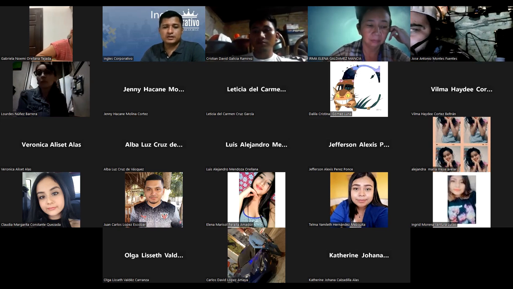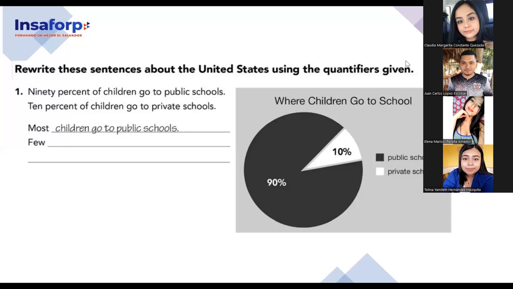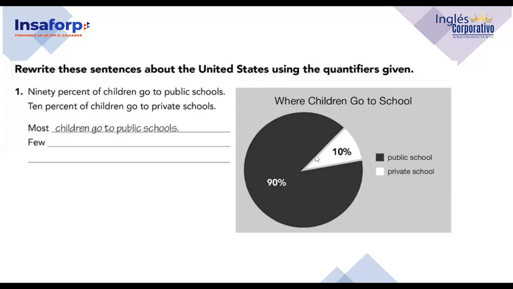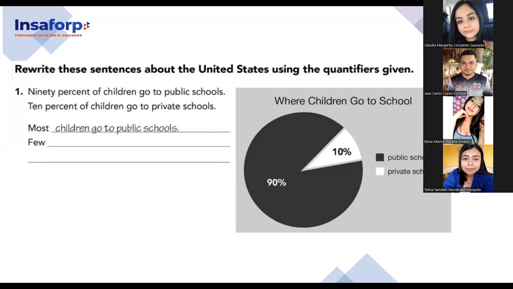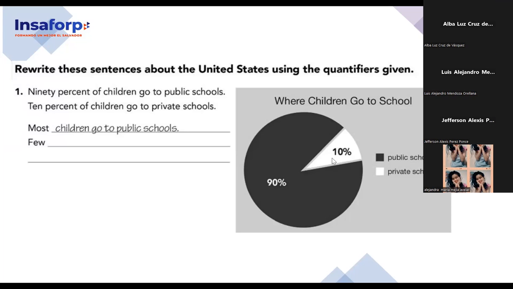Show you more examples about this one. Okay, so here we have a diagram. It says, we write these sentences about the United States using the quantifiers given. Aquí tenemos el quantifier, right? ¿Se acuerdan de los quantifiers? Entonces tenemos dos. ¿Cuáles son esos dos, Claudia? Yes. Most and few. Very good.